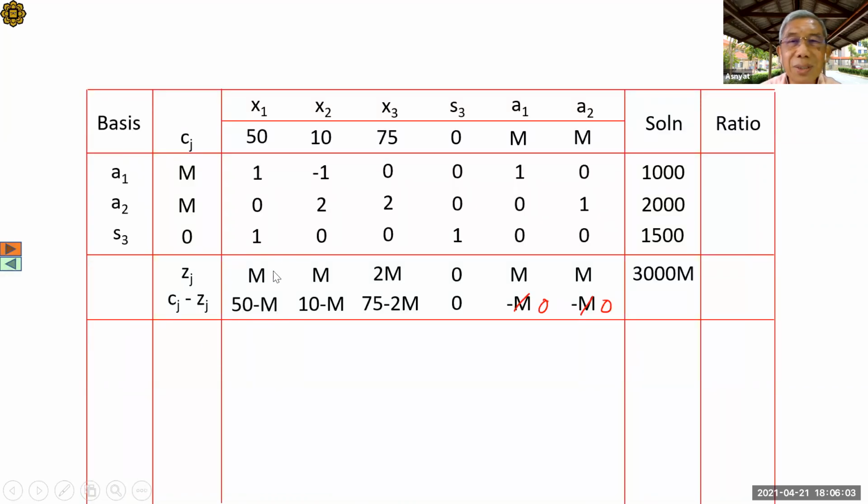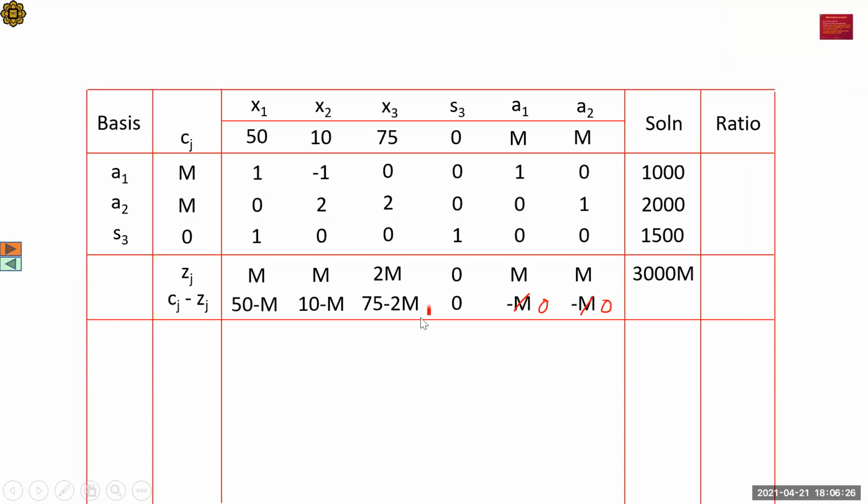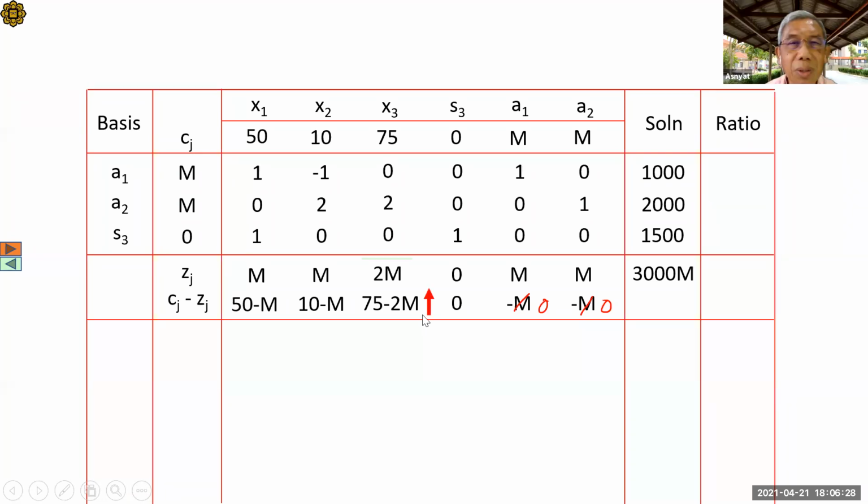Now, choose the lowest net evaluation, the most negative. Let's say M is 1 million, so here 2 million. Which one to choose? The most negative: 75 minus 2M. So this is the pivot column.